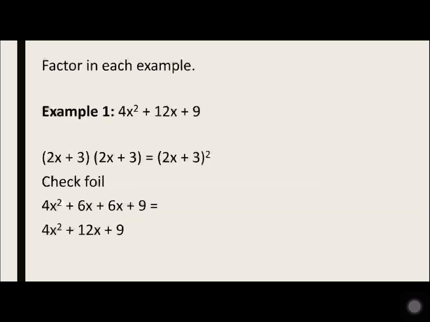Factor in each example. Example 1, 4x squared plus 12x plus 9. Break down the 4x squared into 2x times 2x. Break down the 9 into 3 times 3. And you have all positive because everything's plus. Notice that we can also call this 2x plus 3 squared. Check by FOIL. First, 2x times 2x, 4x squared. Outside, 2x times 3, 6x. Inside, 3 times 2x, 6x. Last, 3 times 3, 9. 6 plus 6 adds up to our 12x in the middle.